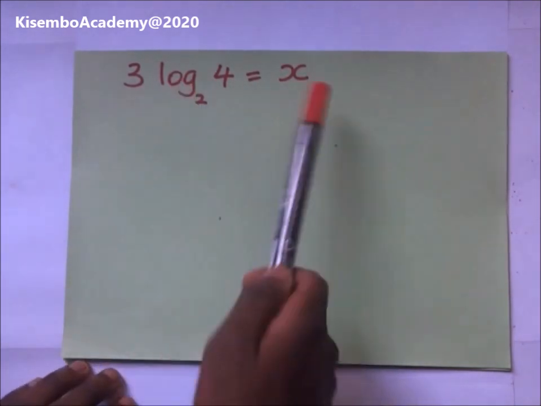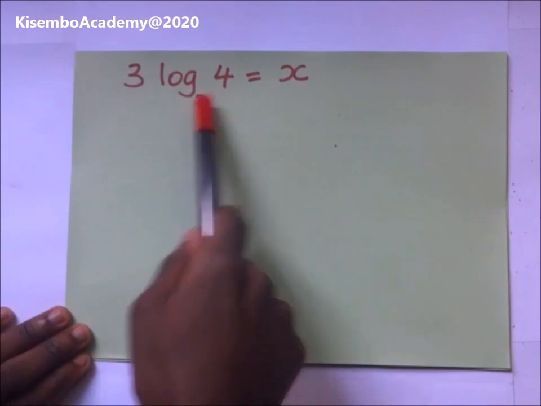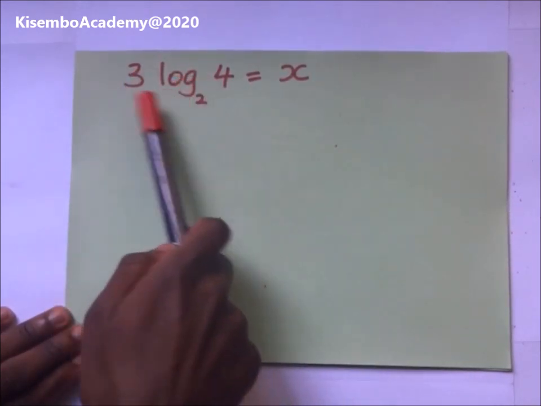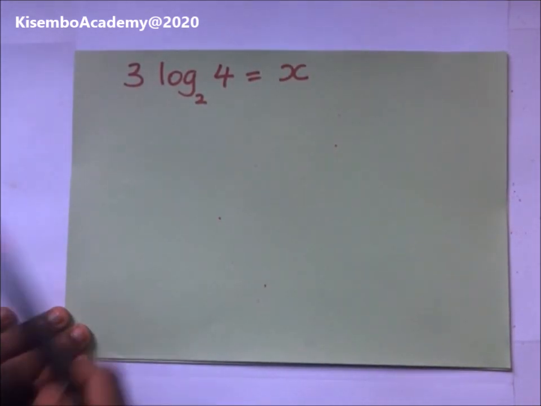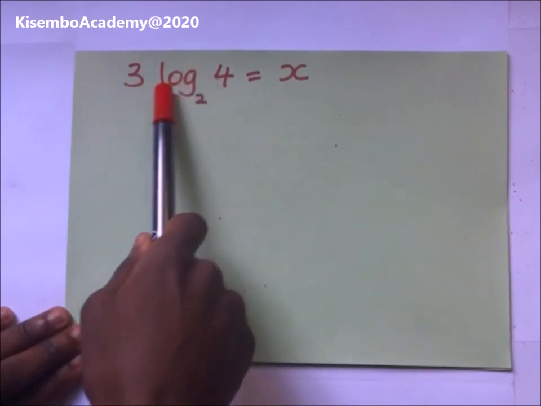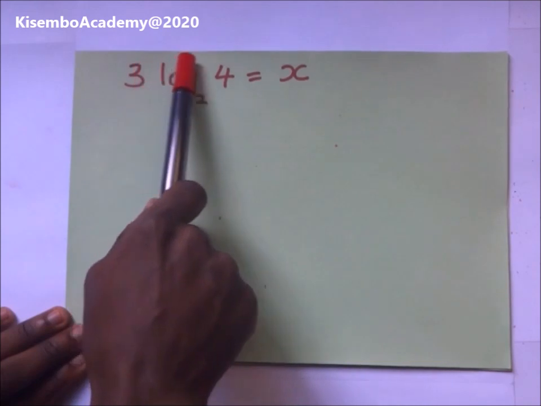To find the value of x here, this is 3 times log of 4 base 2 is equal to x. So we make sure that we can convert this to index form. To convert this logarithm into index form, this logarithm must have the coefficient of 1. So we shift this 3 to bring it up there.